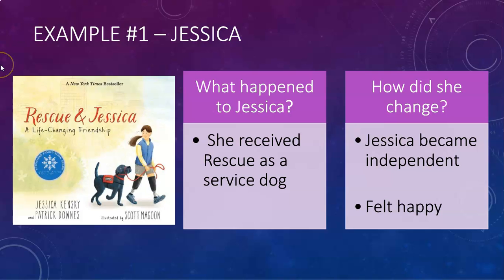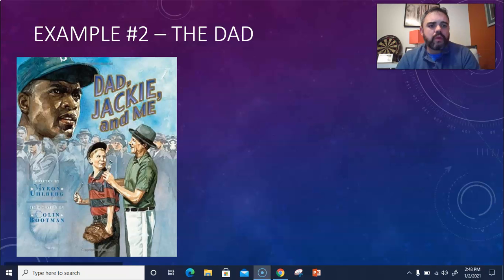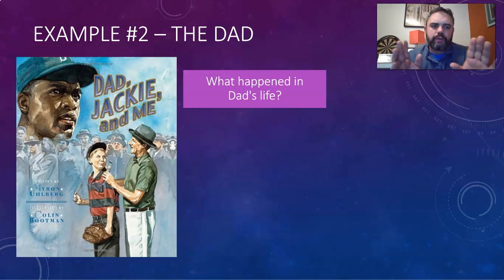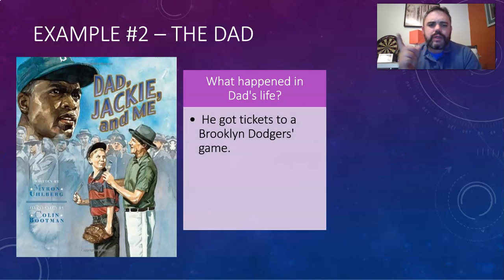Right? Let's look at example number 2 of character change. So here we're talking about the dad from Dad, Jackie, and Me. Okay, so what happened in Dad's life? Now, I'm not talking about his whole life, like what happened every day of his life, but in this story, what was the agent of change? What event really set Dad on a path of changing? If you said he got tickets to a Brooklyn Dodgers game for him and his son, bing, bing, you are right there on the correct answer.